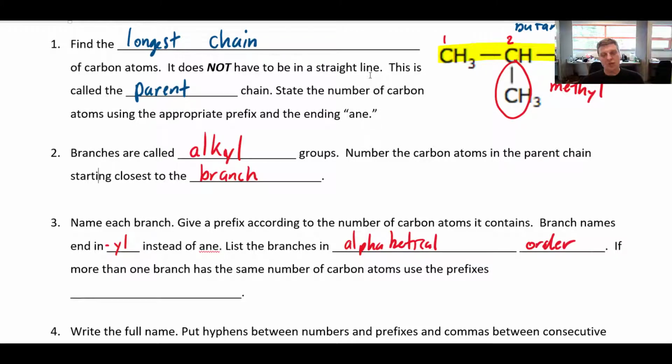Okay, and if there's more than one branch that has the same number of carbons, then I'm going to point that out by using the prefixes of di, tri, tetra, and so on that we learned when naming covalent compounds. So let's go back and see how this works.